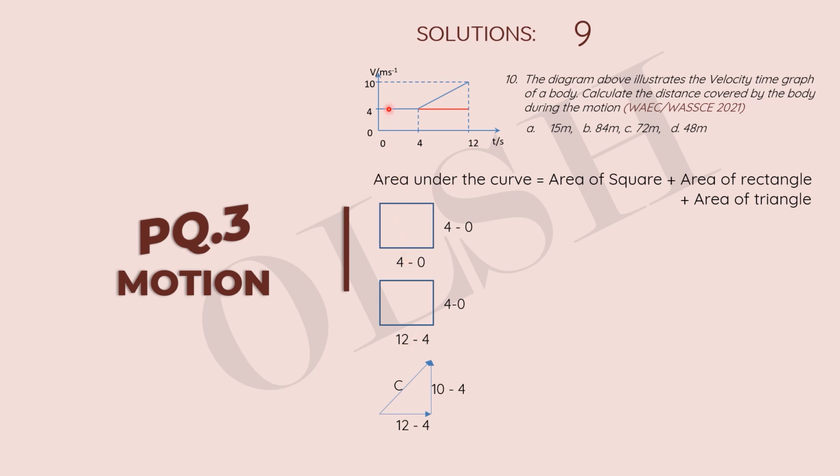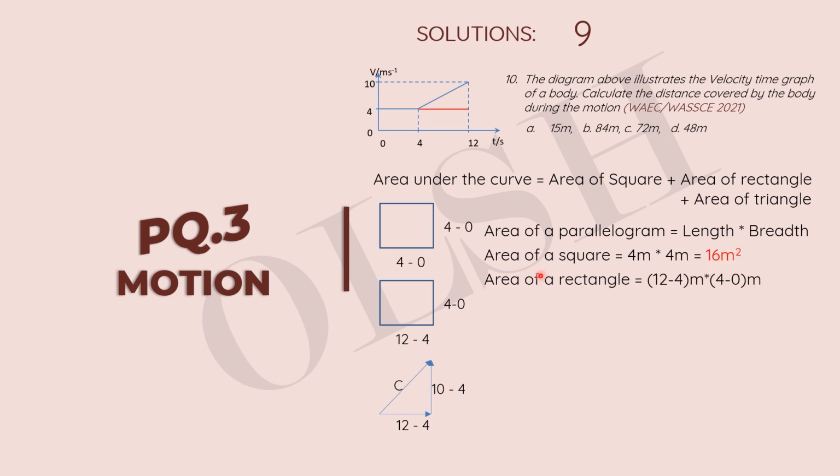So we have the first square, which has one side 4 minus 0, and the other 4 minus 0. The rectangle is 12 minus 4 by 4 minus 0. And for the triangle we have 10 minus 4, and then 12 minus 4. We know the area of a parallelogram is length times breadth. So for the square we're going to have 4 times 4 to give us 16 meters squared. Remember, meter multiplies meter to give us meter squared for area.